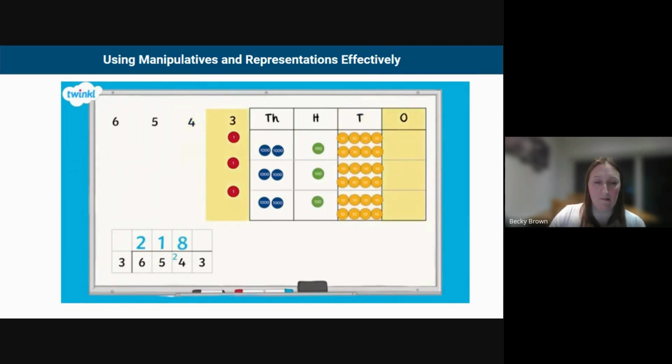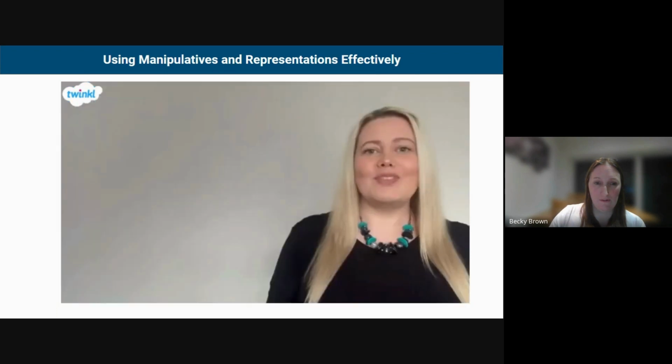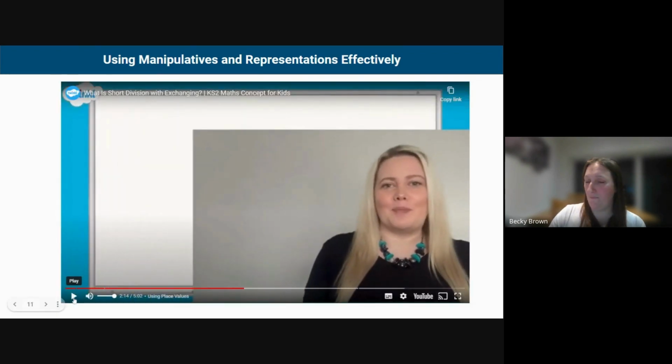Finally, we divide the ones. We can divide 3 ones equally by 3 with none left over. 3 ones divided by 3 equals 1, so we write a 1 in the ones column above the dividend. Let's have a look at another example.